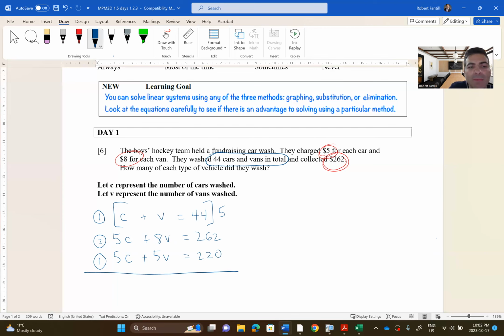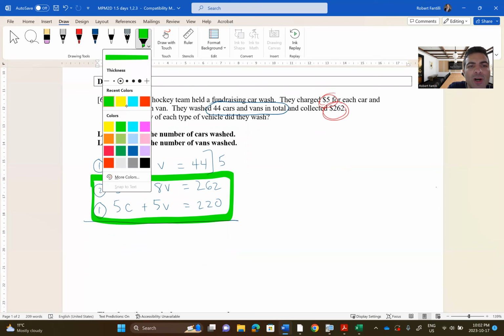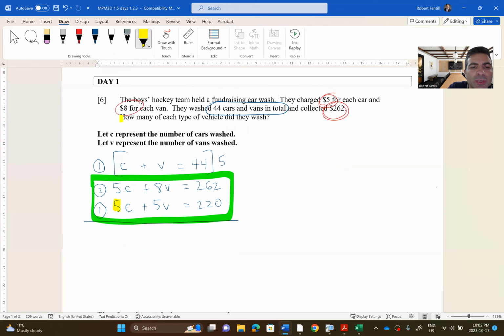So now I have to look at the numerical coefficients on the C because we made those equal. We have a 5C and a 5C. They're both positive, and so therefore, to eliminate them, I need to use subtraction. So I'm writing my subtraction out there. 5C minus 5C is 0, so I don't have to write anything. 8V minus 5V is 3V. And 262 minus 220 is 42. Divide both sides by 3, and V equals 14.